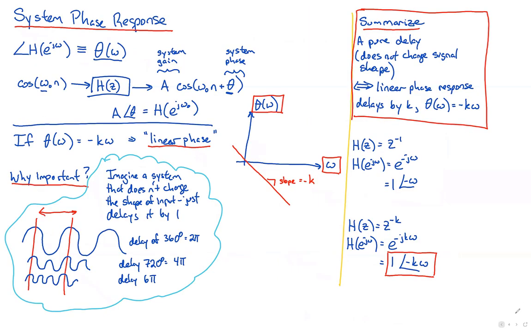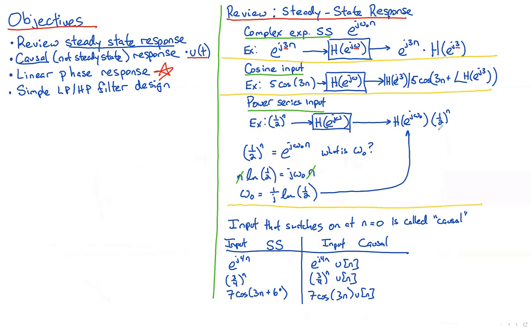So a quick review of everything, because this was a lot of material. We started off by reviewing last lesson's previous steady state response findings. And we said that if we've got this complex exponential input, we get a complex exponential output, just modified by a complex number, which is the transfer function evaluated at that complex frequency.